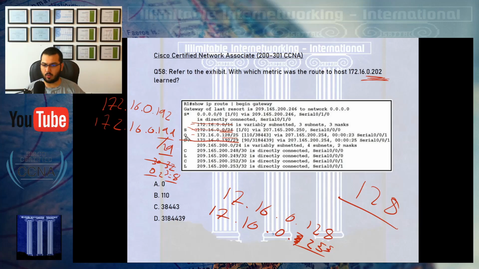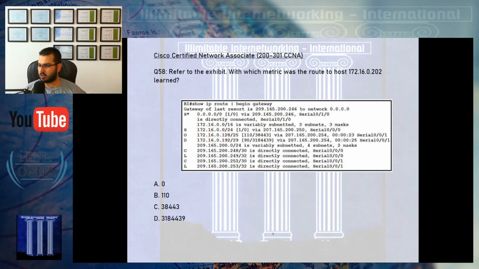So I will go, and I'm sure of this one, with OSPF, using 172.16.0.128/25. So you need to know the metric, and this is the AD and this is the metric, 38443. It exists. Good, good, good. Okay, so it will be C, definitely. Okay, let's head to question 59.